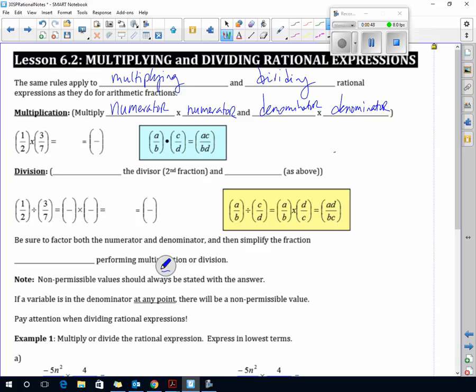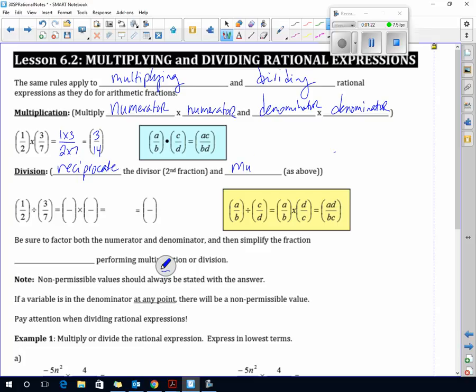So, with letters, A over B times C over D is AC over BD. Yes? What do we do for division? We reciprocate the divisor, the second fraction, and multiply as above. I use the term kiss and flip. Why kiss and flip? Because a kiss is an X, and you flip the second fraction.